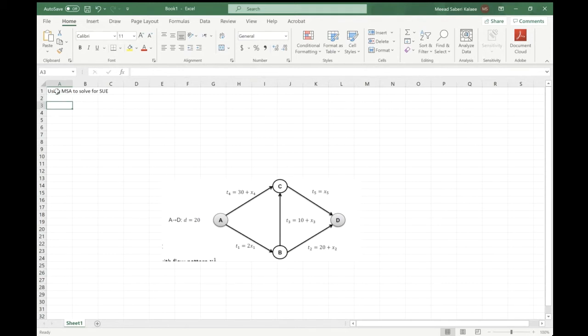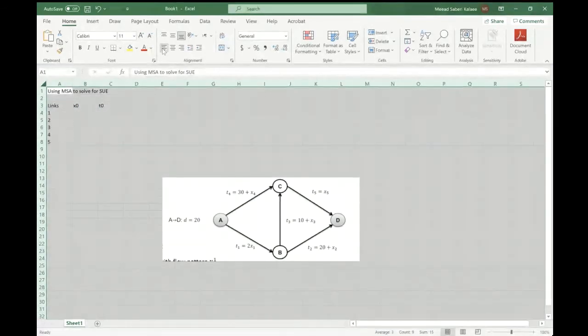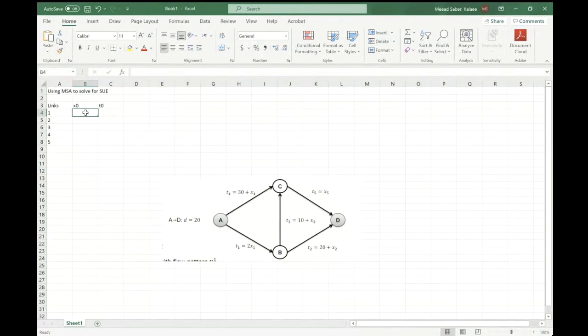So let's start with links. I have links 1, 2, 3, 4, 5. I have the travel time. Sorry, let's do X and T. So let's go with X0 and T0 for now. Now let's do it this way. So X0, let's start with an empty network.